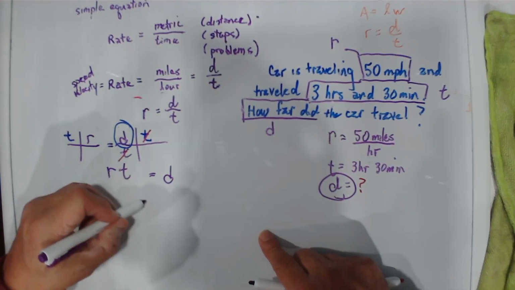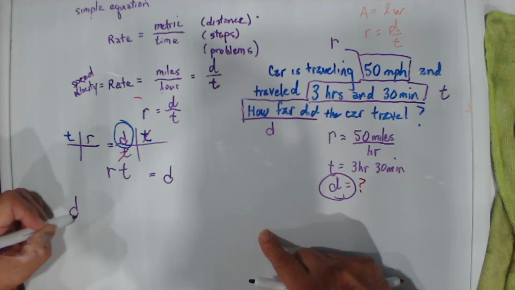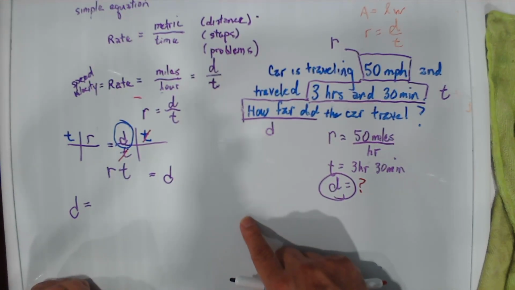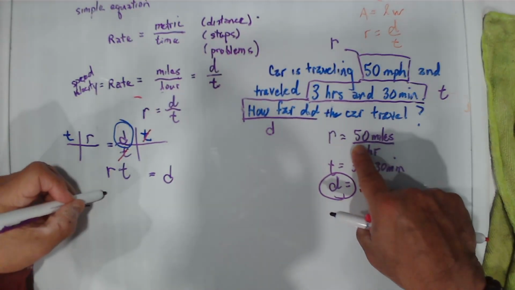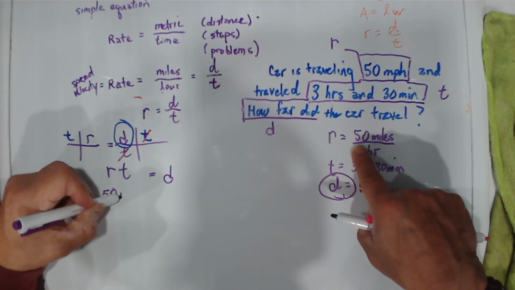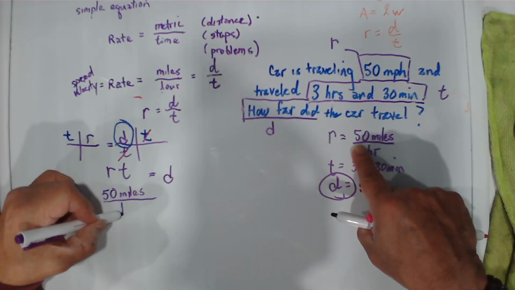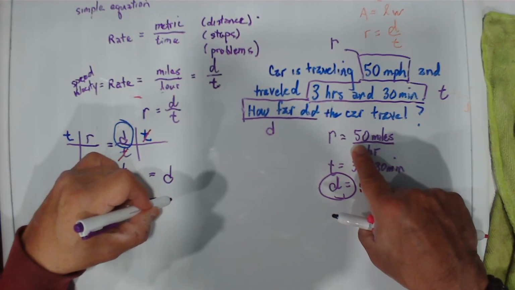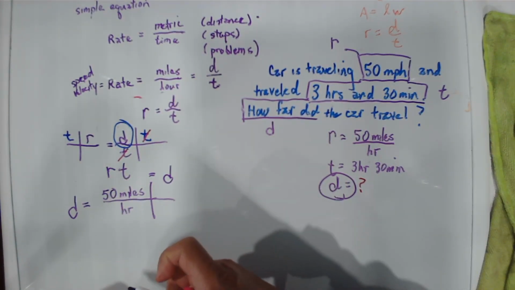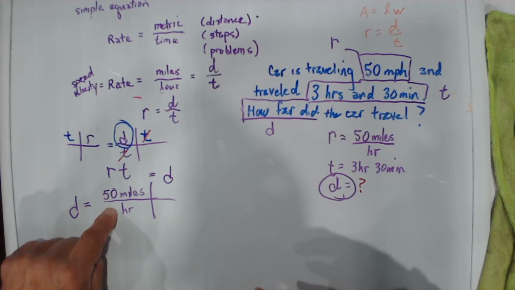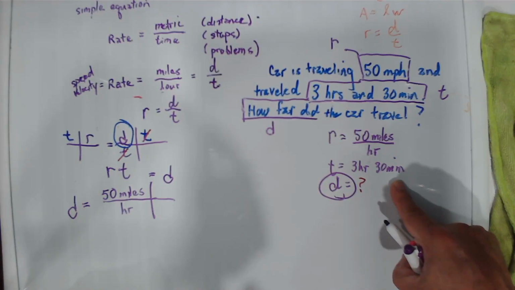times T. Now I'm going to plug it in, and I'm just going to rearrange it because it makes it easier. D is equal to the rate. What is our rate? Oh, there it is. 50 miles per hour. Okay, so we've got our rate, and so that's right here. Okay, good. What about our time? Oh, well, our time is 3 hours and 30 minutes.